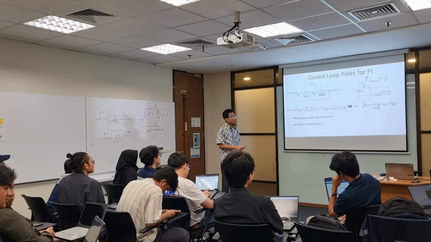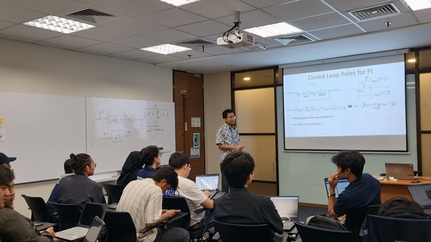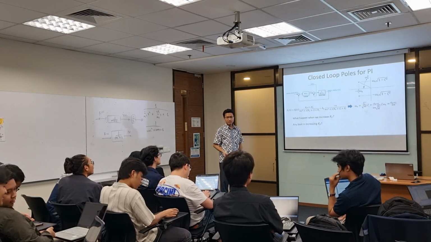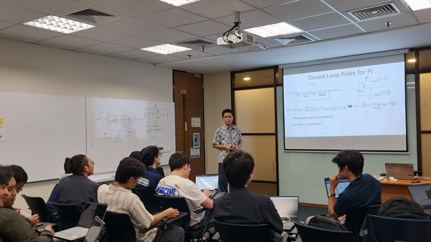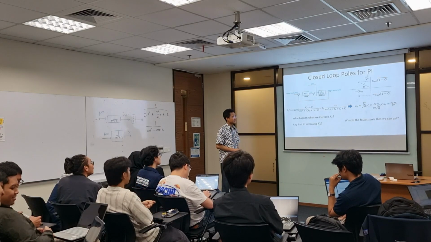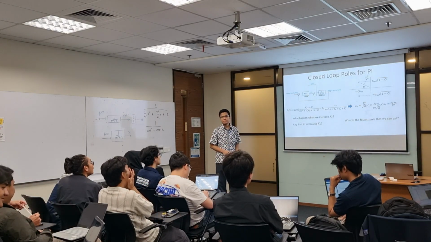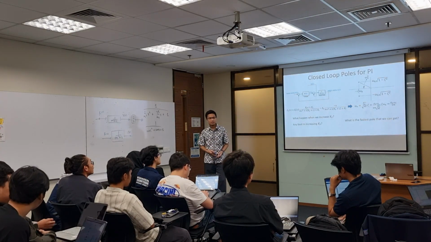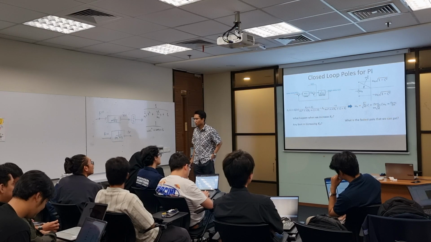However, zeta omega n in here, we also make it bigger. So there is some kind of contradiction. So what actually happened? What do you think? What is the fastest pole?